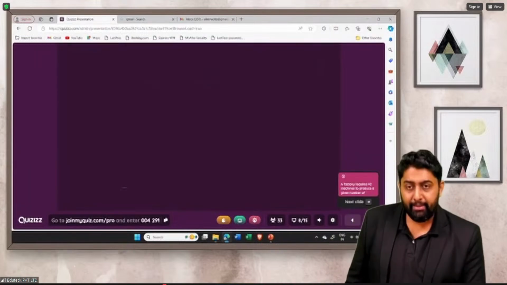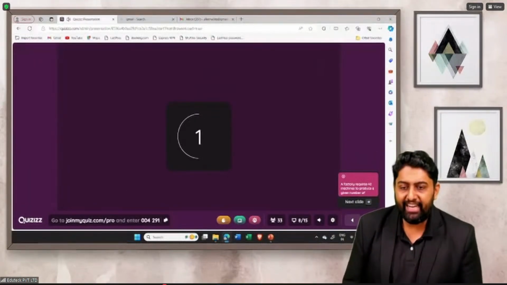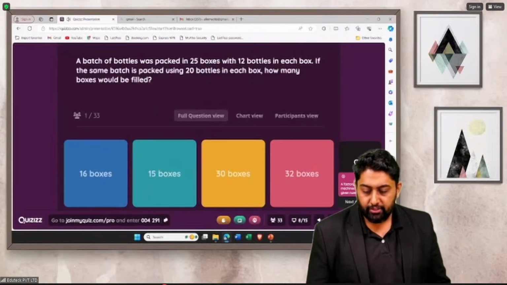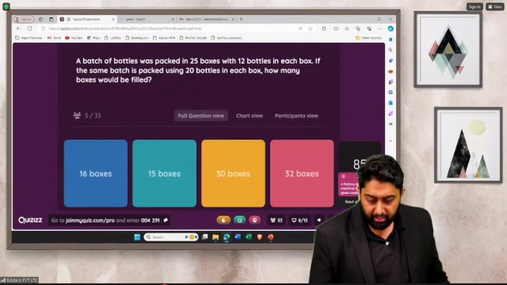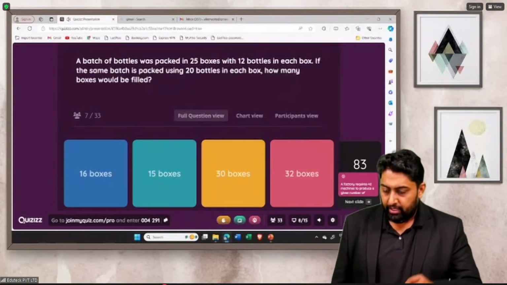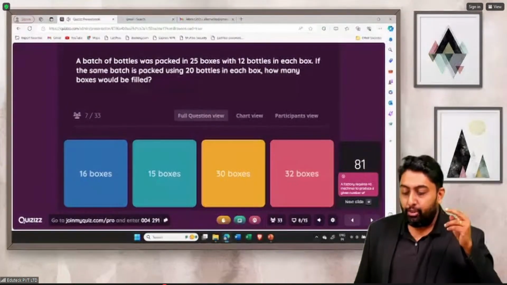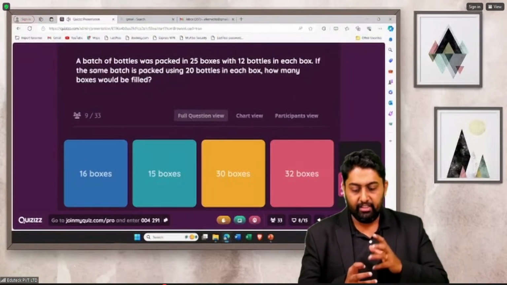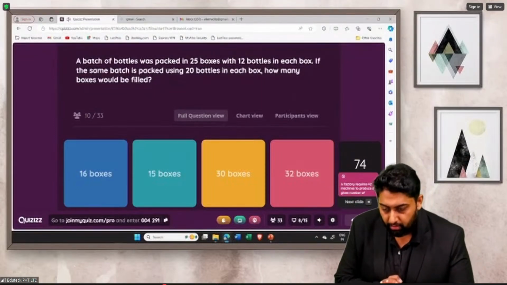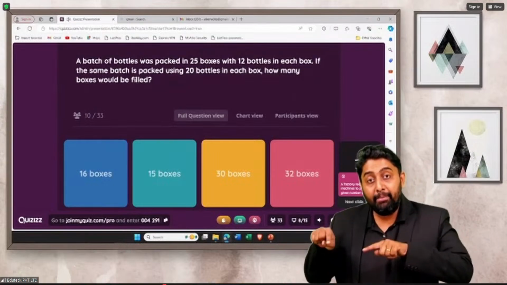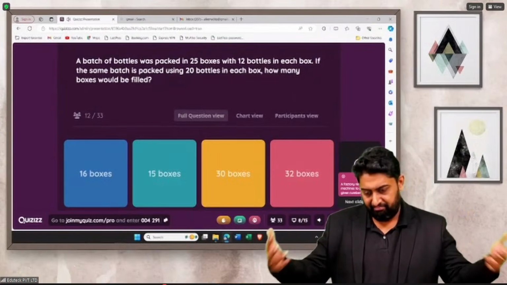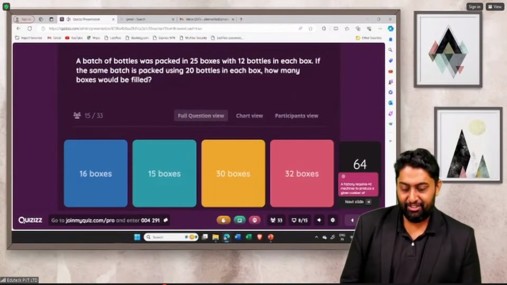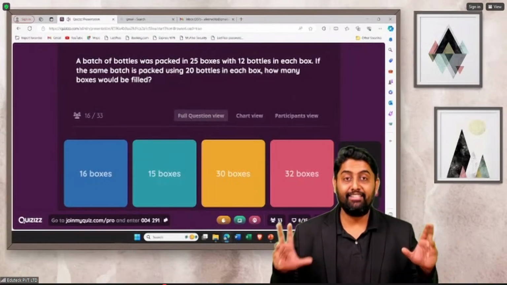Next question coming up on your screen. Question number 8. Here you go. A batch of bottles was packed in 25 boxes with 12 bottles in each box. If the same batch is packed with 20 bottles in each box, how many boxes will be filled? Oh, wow. I've just read the question. I've seen that 10 people have already answered this. Nice to see that. And I hope that these answers are correct.